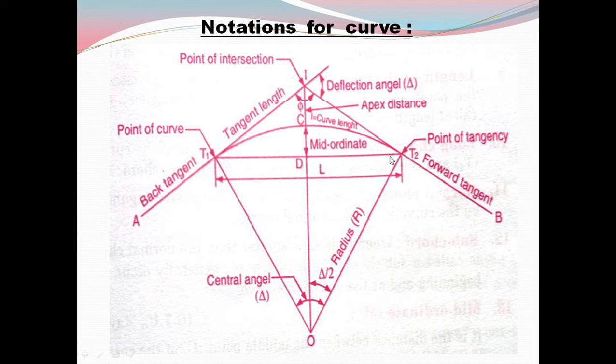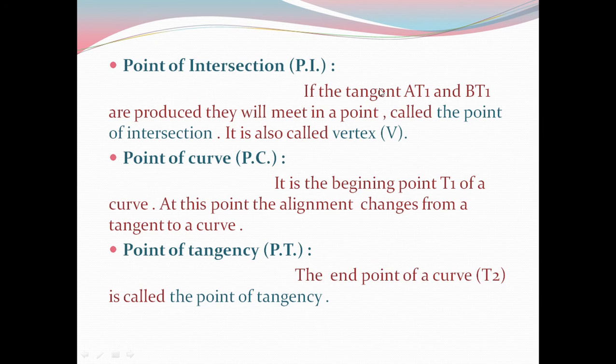So T1, T2. Then the two tangents meet at one point, that is called the point of intersection, I. It is also called the vertex. Sometimes it is denoted by V. Two notations can be given, I or V. So if the tangents AT1 and BT2 are produced, they will meet at a point called the point of intersection. It is also called the vertex V.